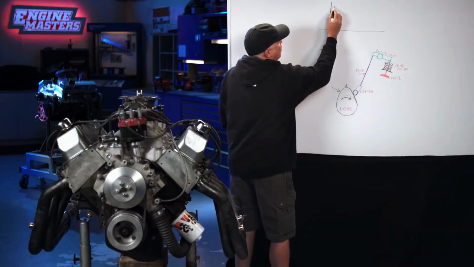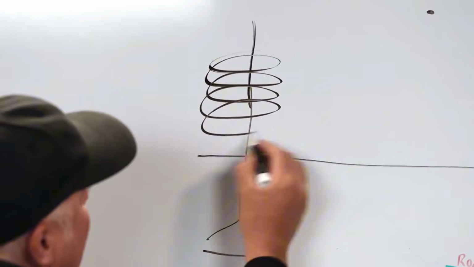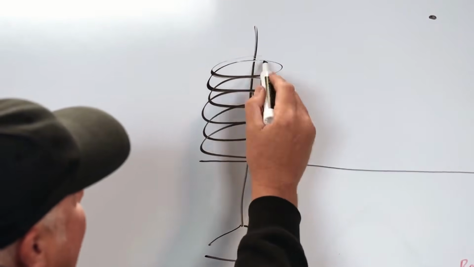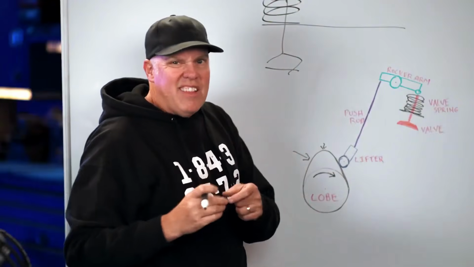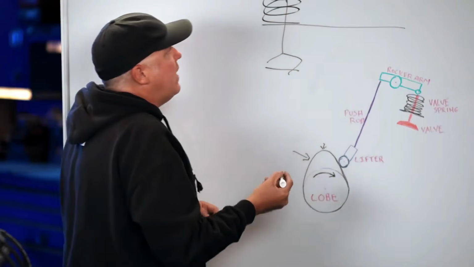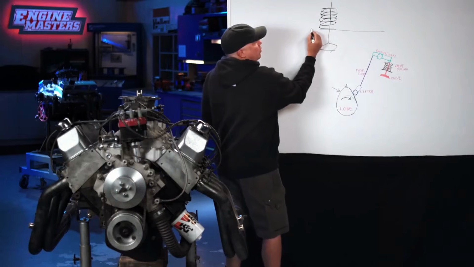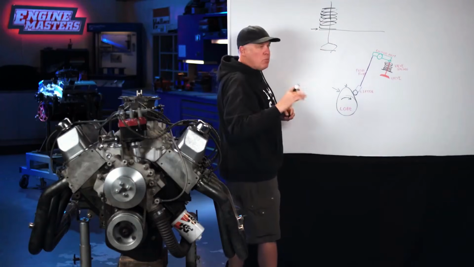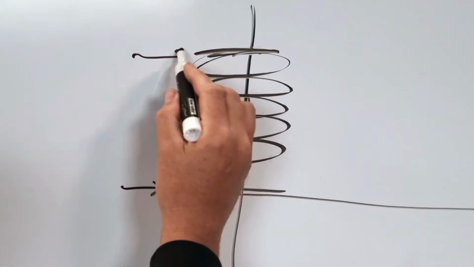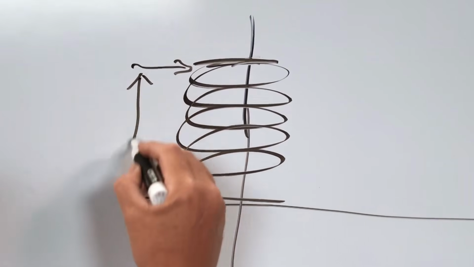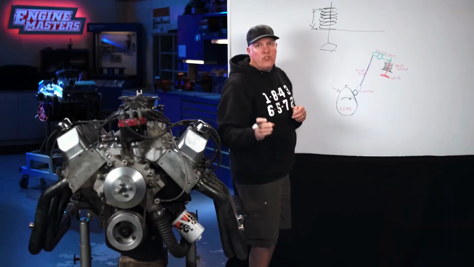And then our spring is here. And then you've got a retainer up here, the thing that has like the little keepers in it and locks and things like that. So what we call installed height is the distance from right here, where the bottom of the spring is, to just the underside of that retainer. That distance right there is installed height.